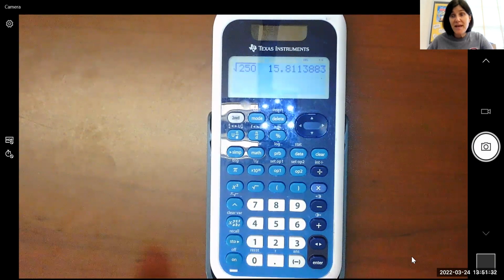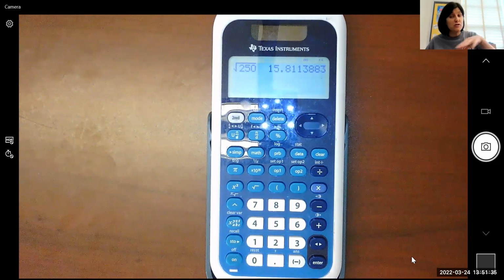And you see how I get this big number? Remember, we talked about it's irrational. You can't write a fraction. It goes on and on and on forever. Many of our square roots and cube roots are going to have that kind of answer. If they do, we have a very specific way to write our answer.